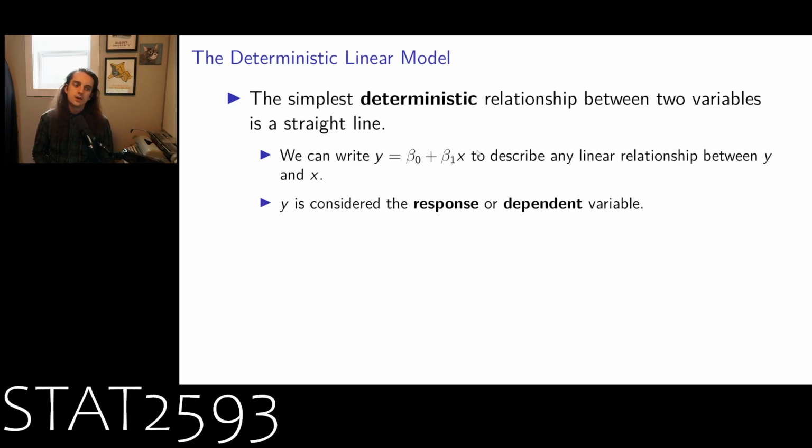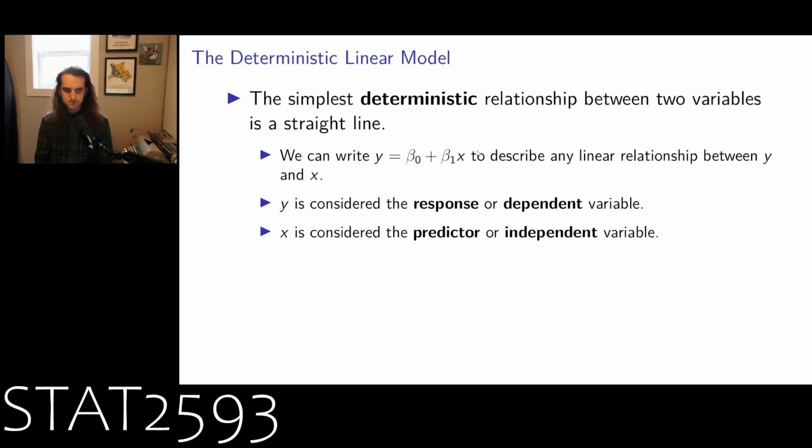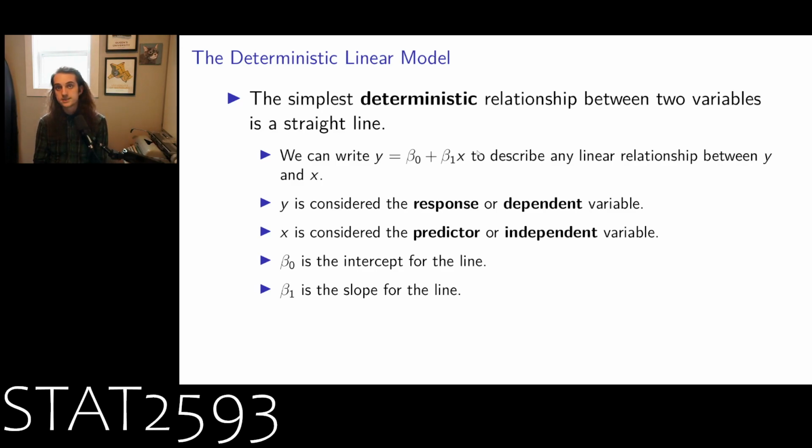Y is going to be considered our response variable or the dependent variable. So y depends on x. X is going to be considered our predictor or our independent variable, so we can change X freely, right? The other way we're thinking about this in stats with the predictor and the response is that the value of X is going to predict what the value of our response is going to be. So Y is some outcome, X is the thing that we can measure that will help us predict our outcome. Beta naught is going to be our intercept, and beta 1 is going to be the slope for the line, right? The rise over the run.